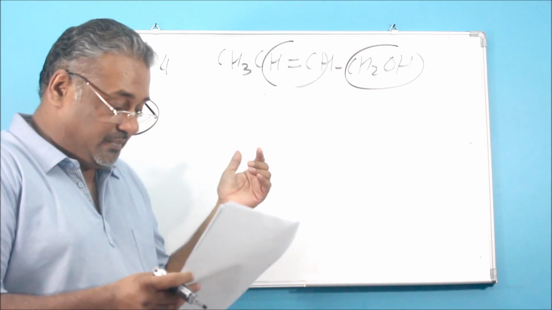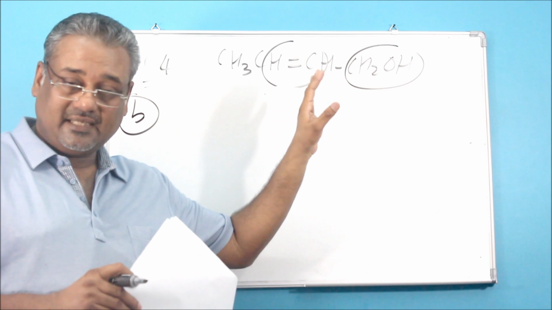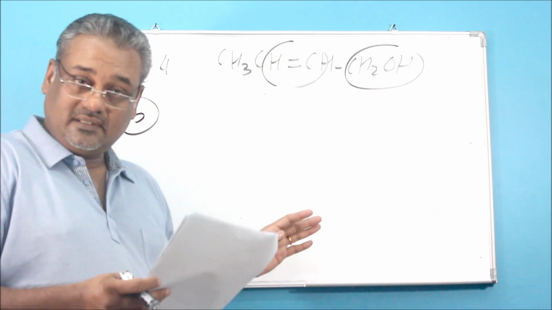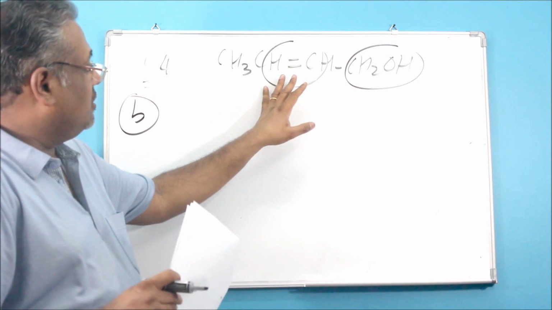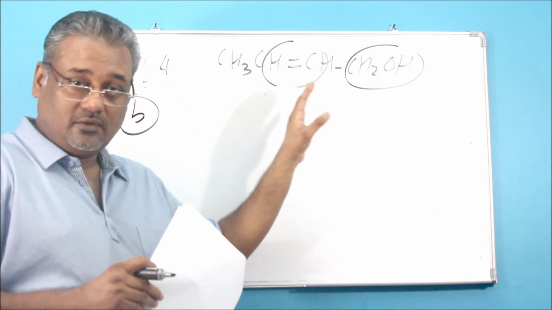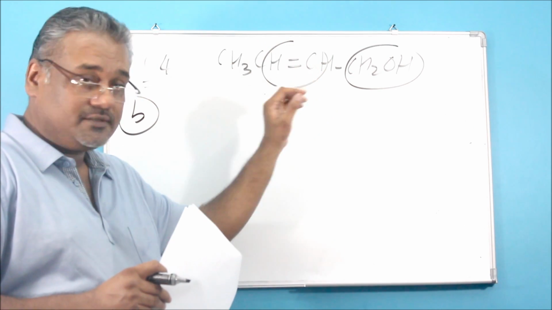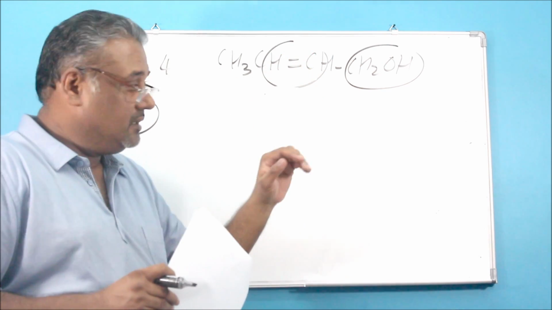Now, the B part of the question says, react this compound with potassium permanganate, but it has to be in cold dilute conditions. Now that means this is low temperature oxidation for alkenes. When low temperature oxidation happens, the double bond does not break. It remains where it is. The double bond changes into a single bond.